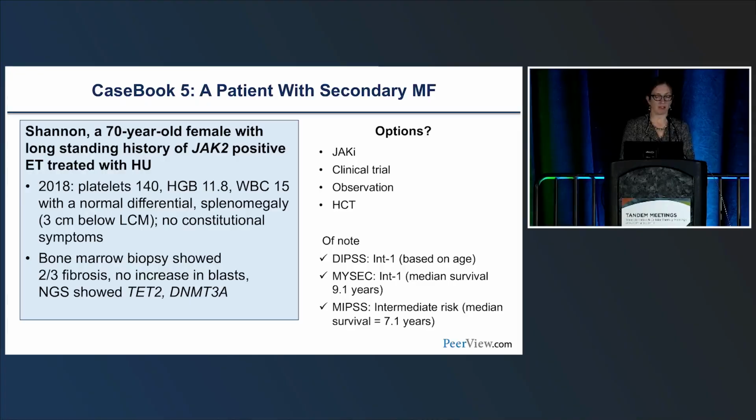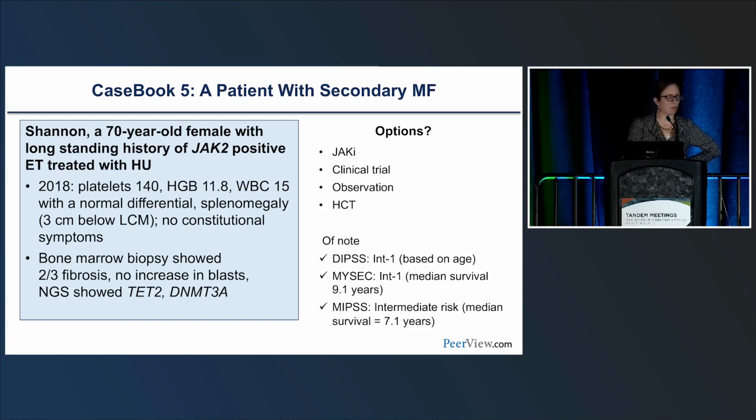So, Casebook 5. Shannon is a 70-year-old female with long-standing history of JAK2 positive ET treated with hydroxyurea. In 2018, she starts to present with platelets of 140. Her hemoglobin is 11.8 and white blood cell count is 15. And this is in the setting of decreasing her hydroxyurea, which is not mentioned on the slide. She doesn't have any constitutional symptoms, and she has some mild splenomegaly, about 3 centimeters below the left costal margin. Her bone marrow biopsy that was done at the time showed 2+ fibrosis, no increase in blasts, and next-gen sequencing showed TET2 and DNMT3A mutation.